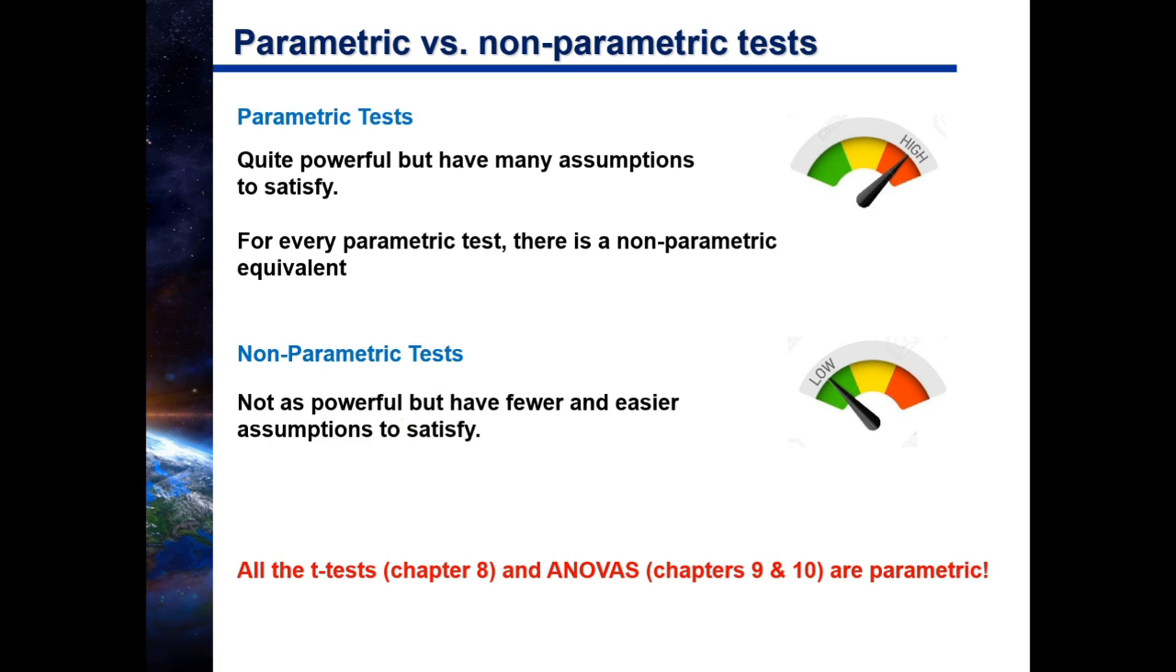As I mentioned, most everything that we cover from now until the end of the semester will be parametric. That includes all of the t-tests and all of the ANOVAs. All right, they're all parametric. There's only the chi-square tests that we're going to look at that are non-parametric.